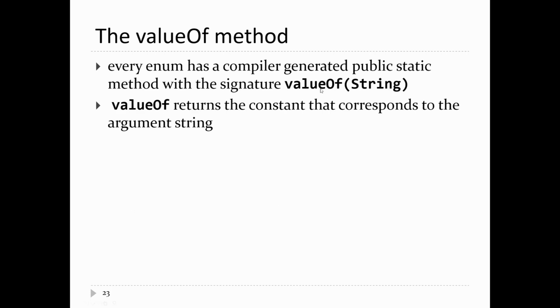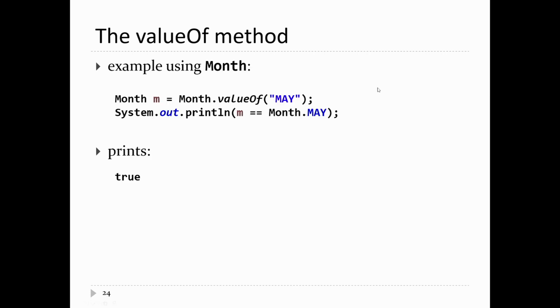And you get more for free. So it turns out you can also convert a string into one of your constants for free, because the compiler generates a valueOf method. valueOf returns the constant that corresponds to that string. In other words, if I run Month.valueOf("May"), you get the constant May. So if I check whether month equals Month.MAY, that prints true.